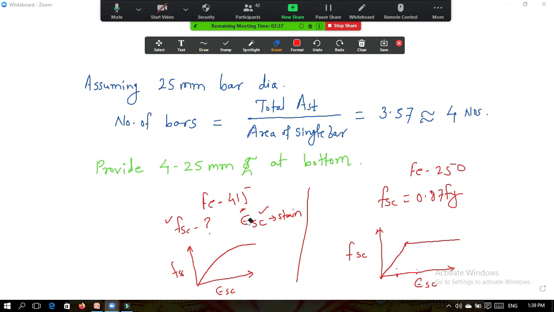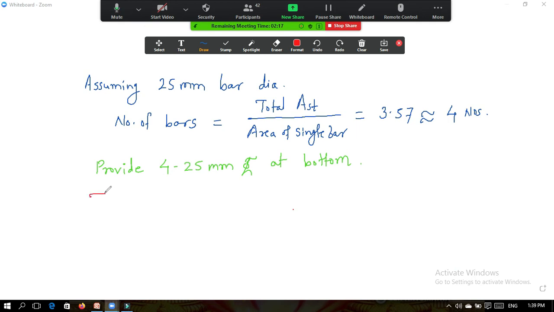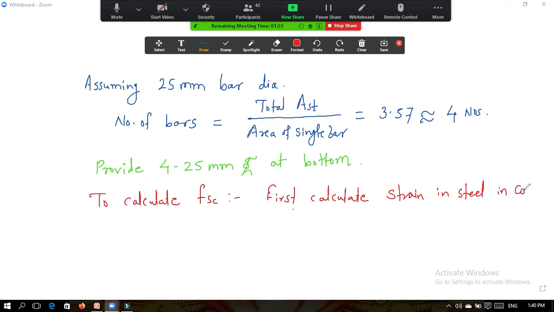So now what to do? To calculate Fsc, first calculate the strain in steel in compression. So epsilon Sc is equal to, what is the formula?